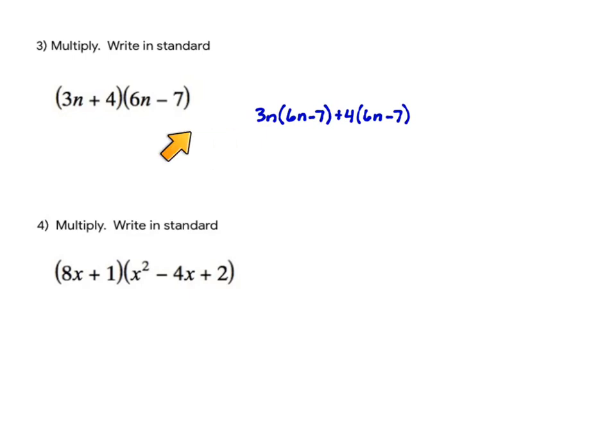From here, if we can break it down like that, we take the 3n and multiply it by all of this, and we take the 4 and multiply it by all of this. That's what's going on here. Then we can see distribution pretty easily.